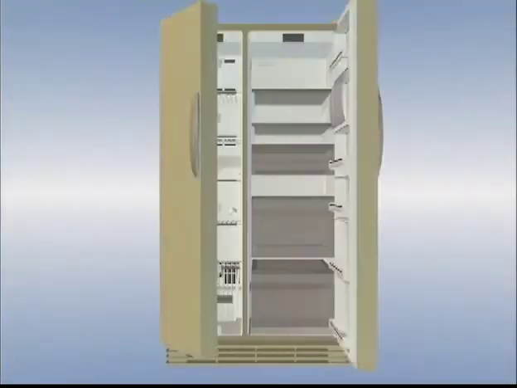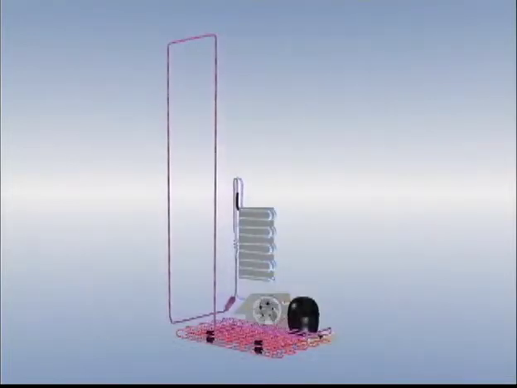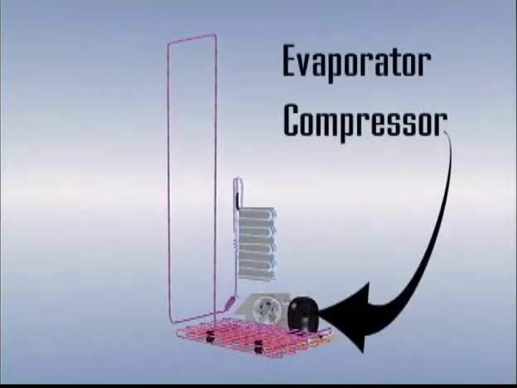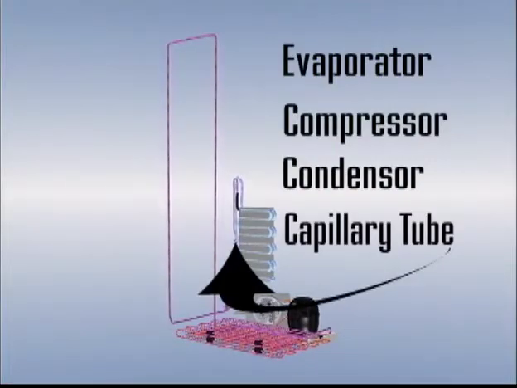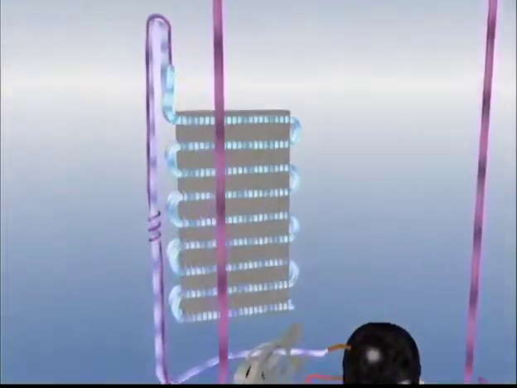A sealed cooling system is designed to cycle the refrigerant from liquid to gas and then back to liquid again indefinitely. It does this using pressure and heat. Four primary components make up a sealed cooling system: an evaporator, a compressor, a condenser, and a capillary tube. The component that absorbs heat from the air is the evaporator.